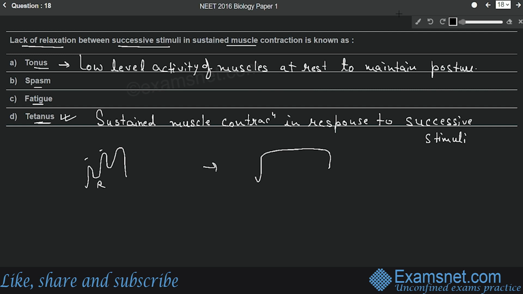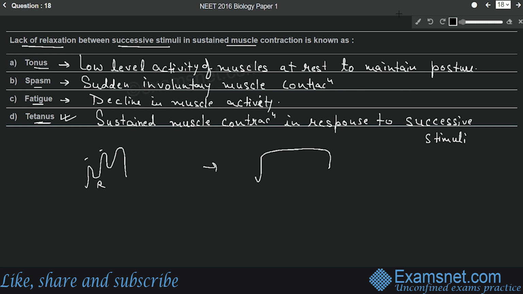Okay. Then the spasm. Spasm means sudden involuntary muscle contraction, and it is often painful. Okay. And this is fatigue. Fatigue basically means the feeling of being tired, and it is due to the decline in muscle activity. So you don't feel active, and therefore you feel tired. So our correct answer is option number D.